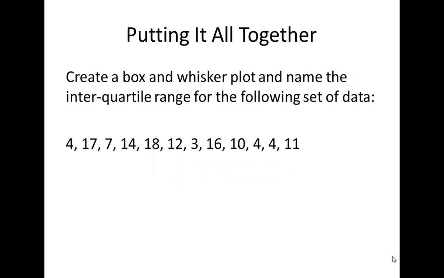Putting it all together, create a box and whisker plot and name the interquartile range for the following set of data. You may want to pause the video and copy down this list of numbers. Remember, you need to put the numbers in order from least to greatest. You might then want to go back and watch the part of the video that explains how to find interquartile range and create a box and whisker plot using these numbers, and walk through step by step the procedure for finding interquartile range and creating a box and whisker plot.